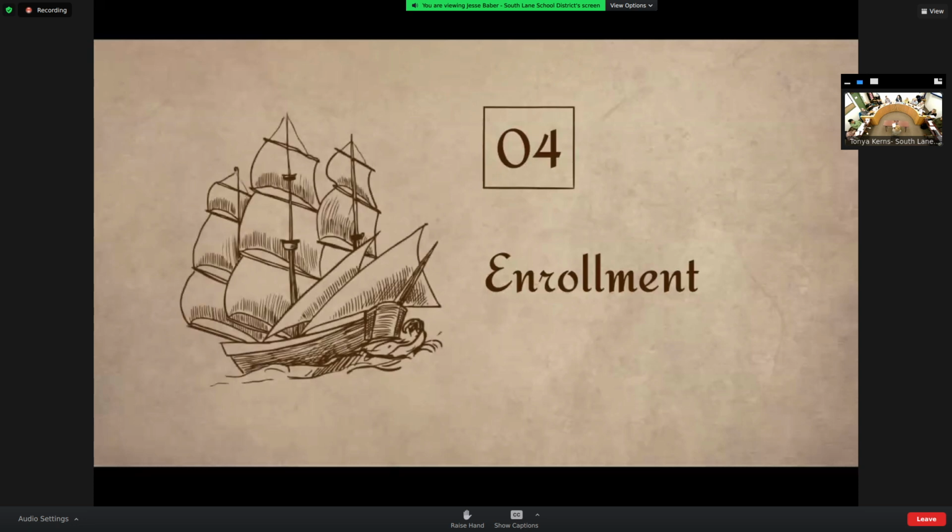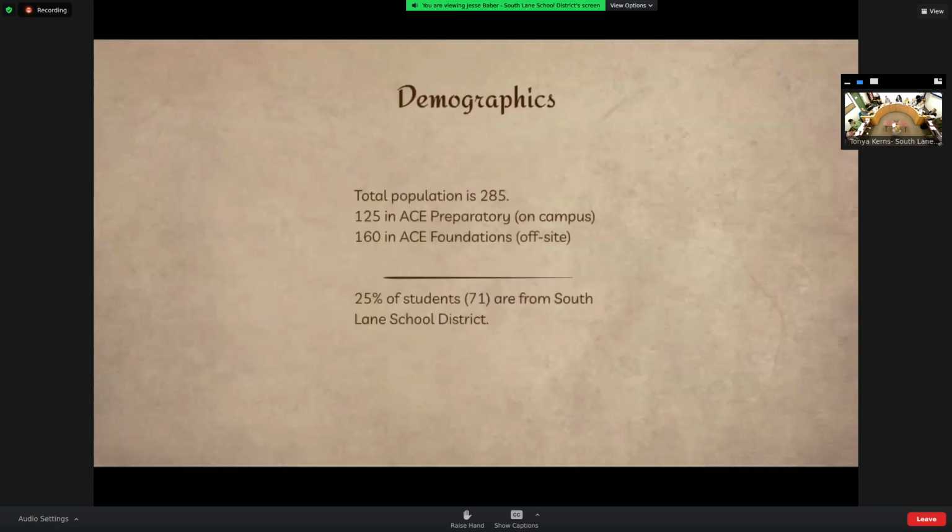And I just wanted to give you a quick overview on the next slide, the demographics. I know that's always interesting. 25% of the students in our school do come from South Lane, and just kind of the breakdown. So we're currently at 285, slightly down from last year, partly because teacher shortages is a real thing. And if we don't have enough teachers, we don't take more students. So our wait list for our foundations program is substantial because they had about 190 in that program last year, but we had a teacher move away and we just haven't been able to fill that position.